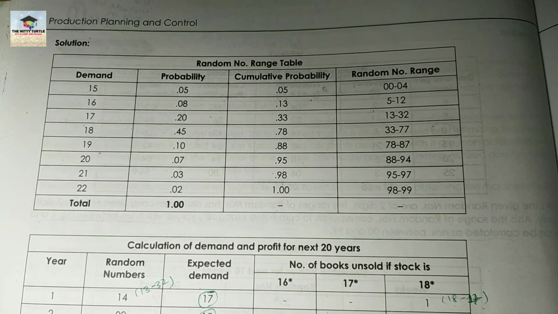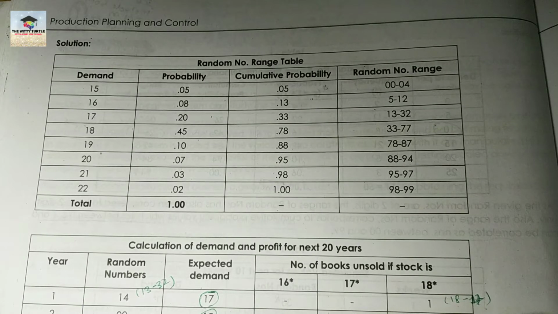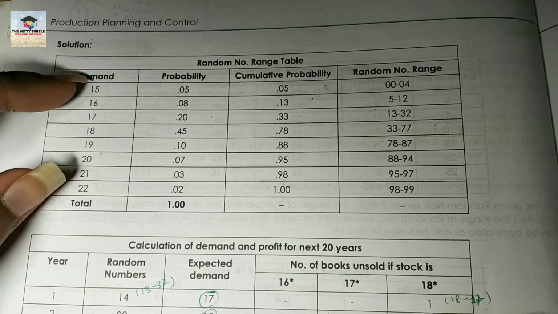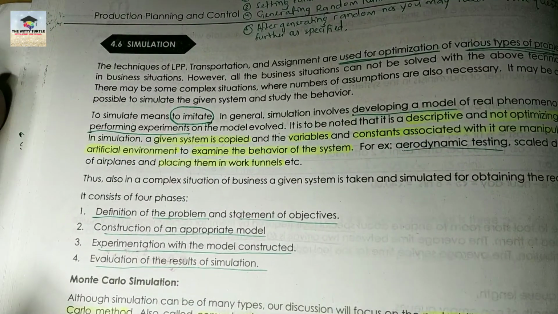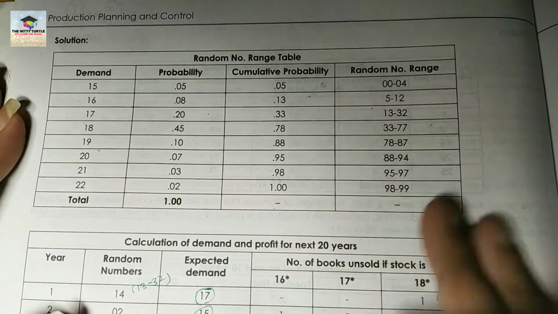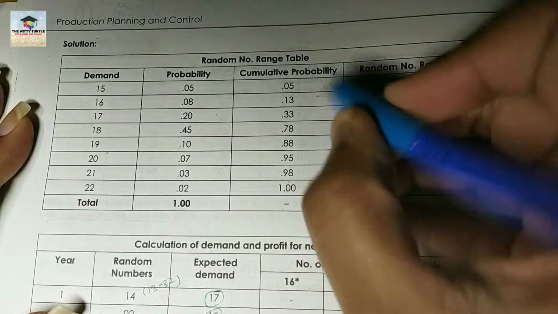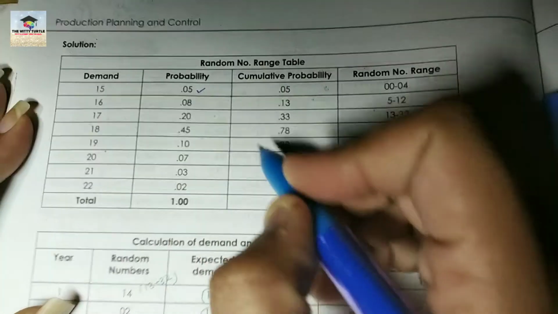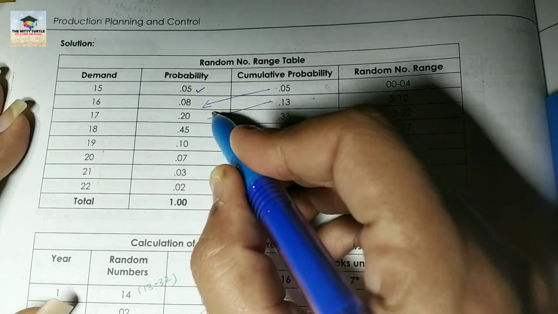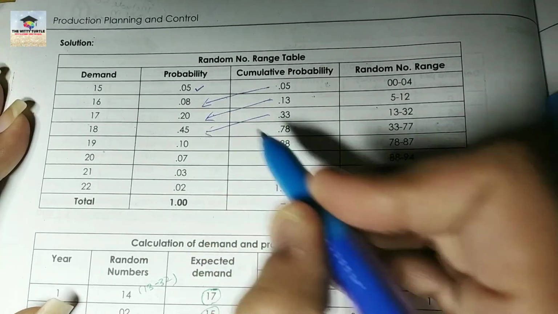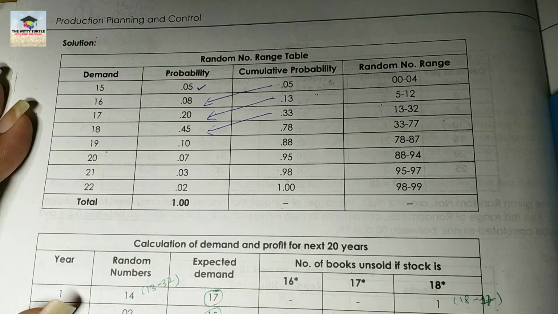So coming to the answer, first we need to make a random number range table, right? So in the random number range table, what do we have to do? First we have to write the demands, then write the probability. Where will we get the probability from? Probability has been given in the question. You can now easily calculate cumulative probability. How will you calculate that? First will remain as it is. Second will be what? This plus this. The next one will be what? This plus this. This plus this. Likewise, you can calculate all the cumulative probabilities, right?